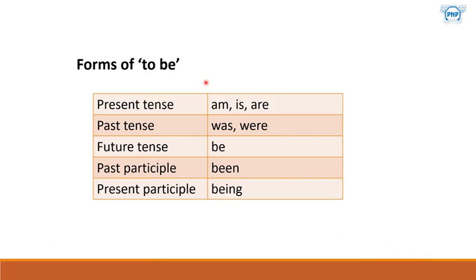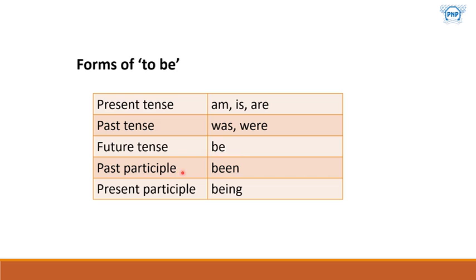So forms of to be. To be means nothing but all these forms, or these helping verbs. In present tense to be forms are am, is, are. In past they are was and were. Future tense be. Like you must have seen, we say will be, I'll be writing, she'll be writing. Like that. At that time we use be.